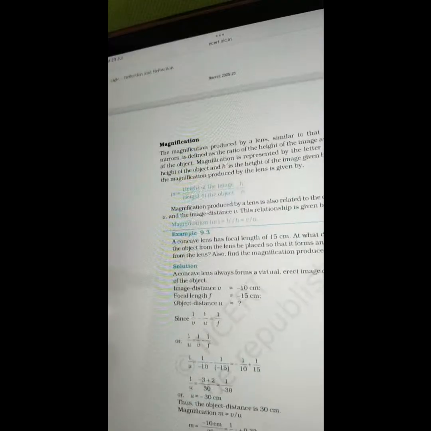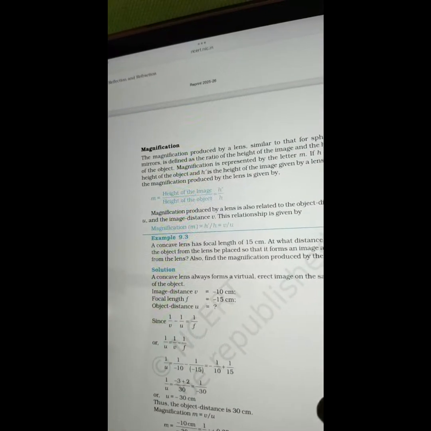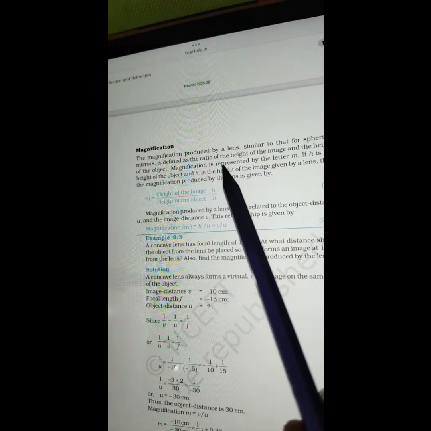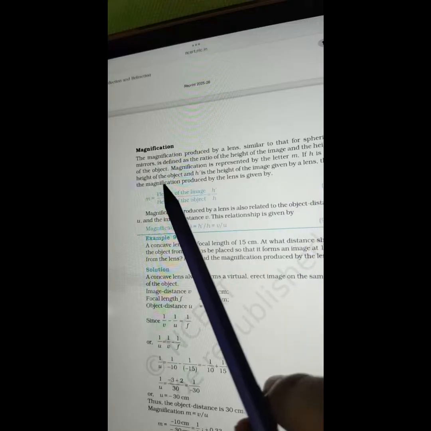Take proper care of the signs of different quantities while putting the numerical values for solving problems related to lenses. So, magnification in the case of a lens. Magnification produced by a lens, similar to that of a spherical mirror, is defined as the ratio of the height of the image and the height of the object.